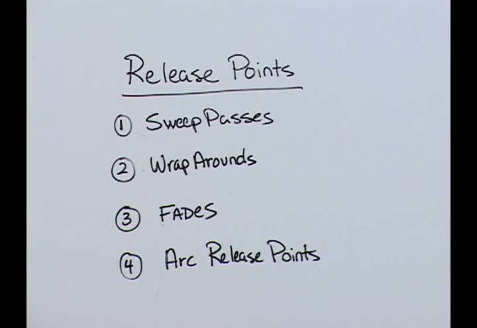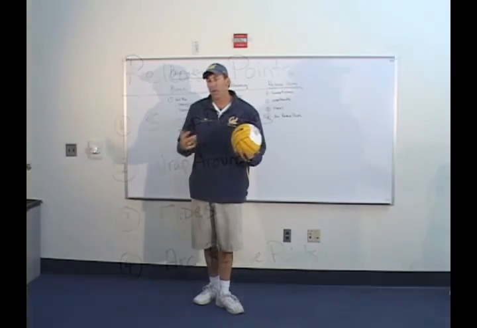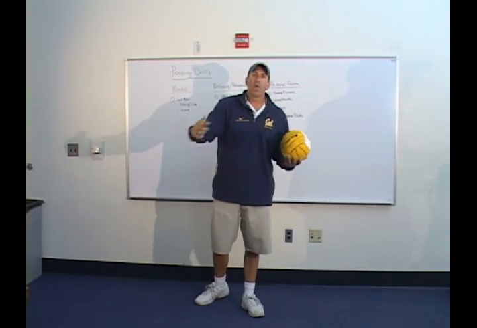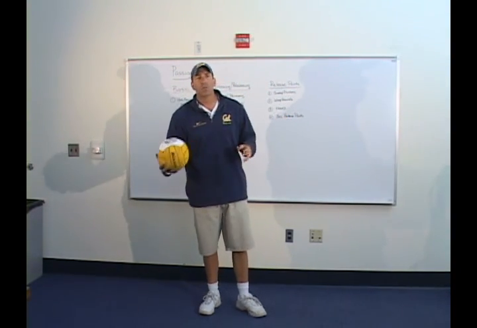Then we're going to do some release point drills. You want to vary your release points. When you're passing, it's also going to work when you're shooting. So we're going to vary those release points. The first thing we're going to do is sweep passes. We talked about those when we're watching the 2-meter offensive player do sweep shots.